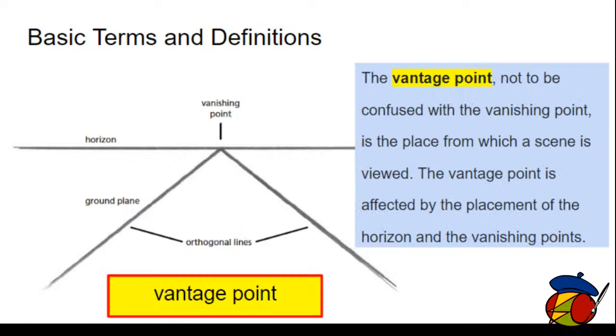The vantage point is not to be confused with the vanishing point. It's the place from which the scene is viewed. So it's dependent on the viewer. The vantage point means what the viewer sees. It's affected by the placement of the horizon and the vanishing points. So even if you can't see the viewer, you can tell about where the vantage point would be.